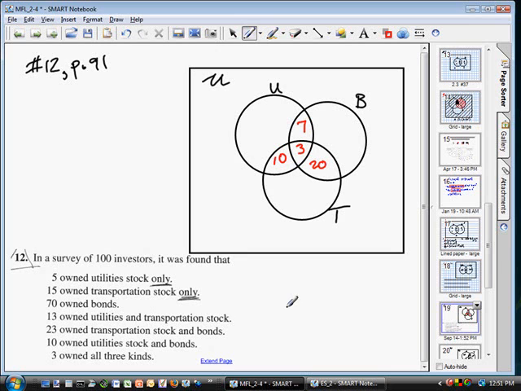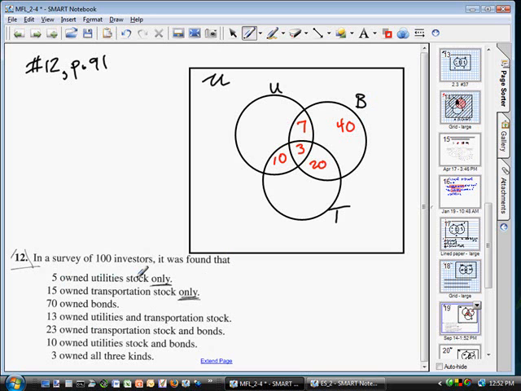Next, 70 owned bonds. Well, how many are already in the bond circle? 30. So wouldn't that mean, to make it come out to a total of 70, that this part we haven't accounted for yet has to be 40? Okay.